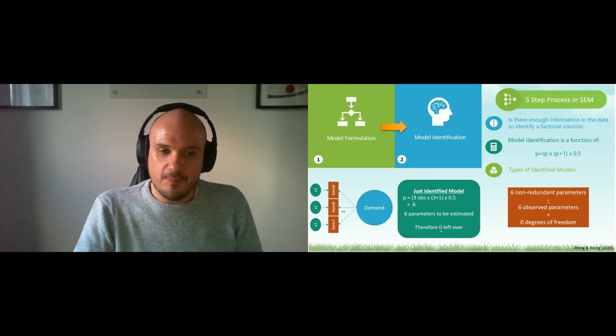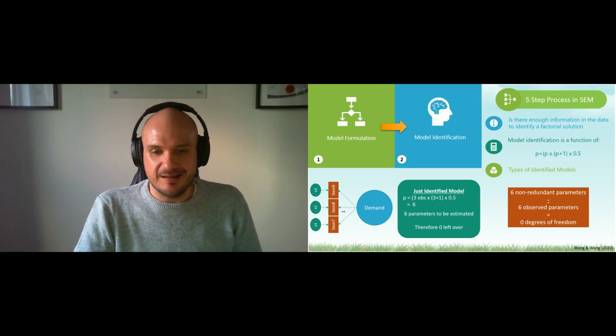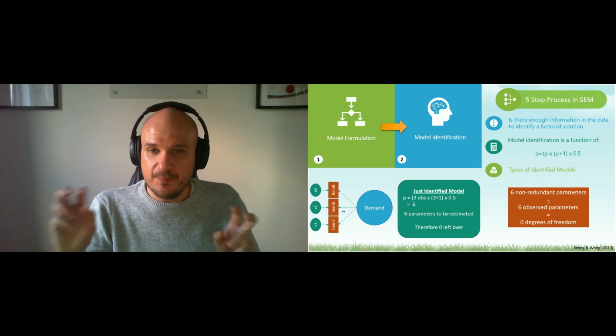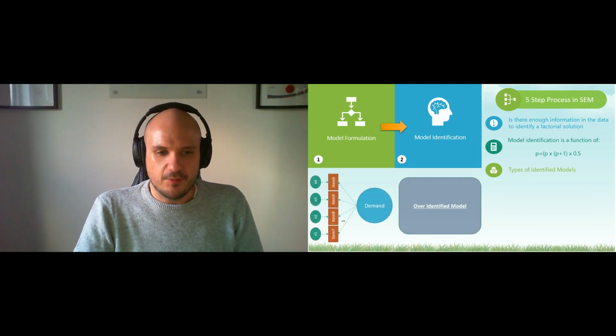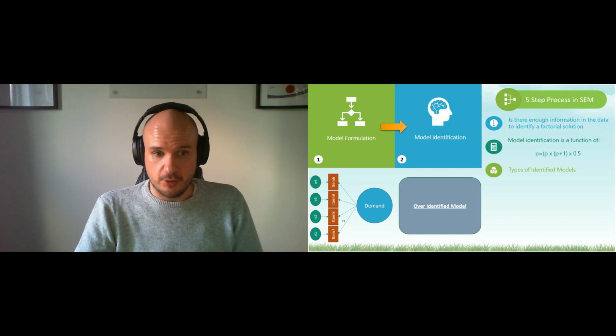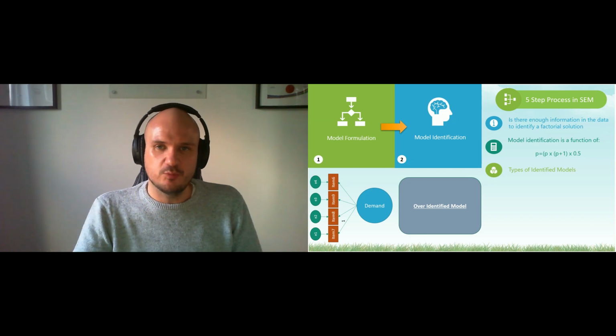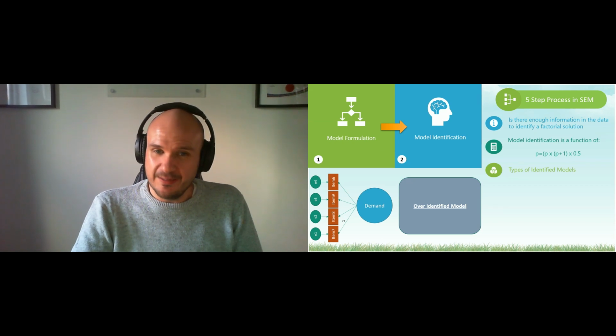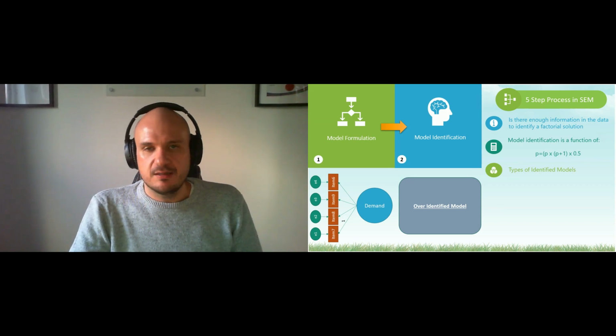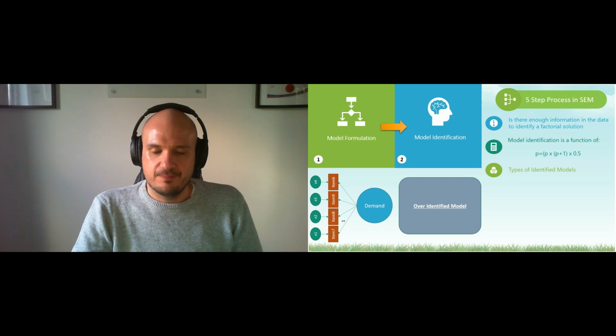The problem is if there's an issue with your items, then it becomes a major issue. Fundamentally, we've got enough free parameters in our model to help us estimate what we need to estimate. The next type of model is what we call an over-identified model. Now, an over-identified model is actually what we want. So we want a few more parameters available than the number of parameters that we want to estimate.